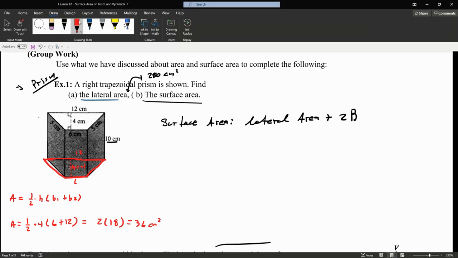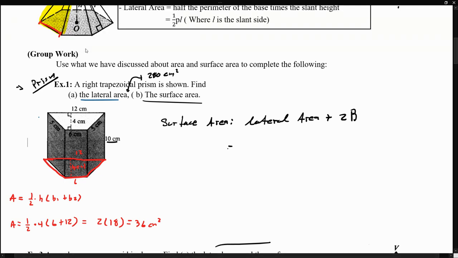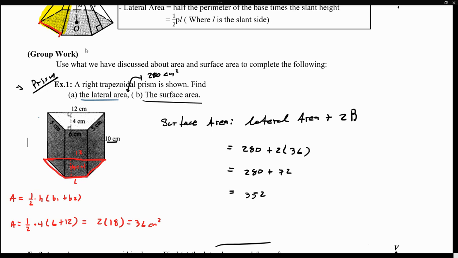So now if we put it all together, the surface area is equivalent to the lateral area, which we already found to be 280, plus 2 times the area of the base, which we just found to be 36. So now this becomes just 280 plus 72, which is equivalent to 352 centimeters squared. Notice that I'm using centimeters squared now because we're talking about area. We're not talking about volume anymore. So therefore my units must be squared.